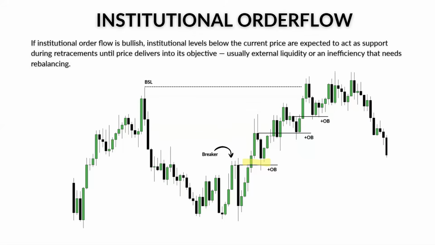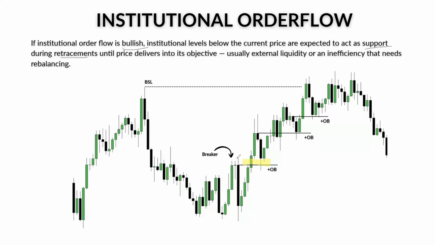What I'm going to be explaining is a simplified summary of how to use the ICT institutional levels, that is the ICT order block, breaker block, fair value gap. All right. Institutional order flow. What is the institutional order flow? If institutional order flow is bullish, institutional levels, what are institutional levels? These are the order block, breaker block, fair value gaps. All right. Below the current price are expected to act as support during price retracement until price delivers to its objective, which is usually external liquidity or an inefficiency that needs rebalancing.